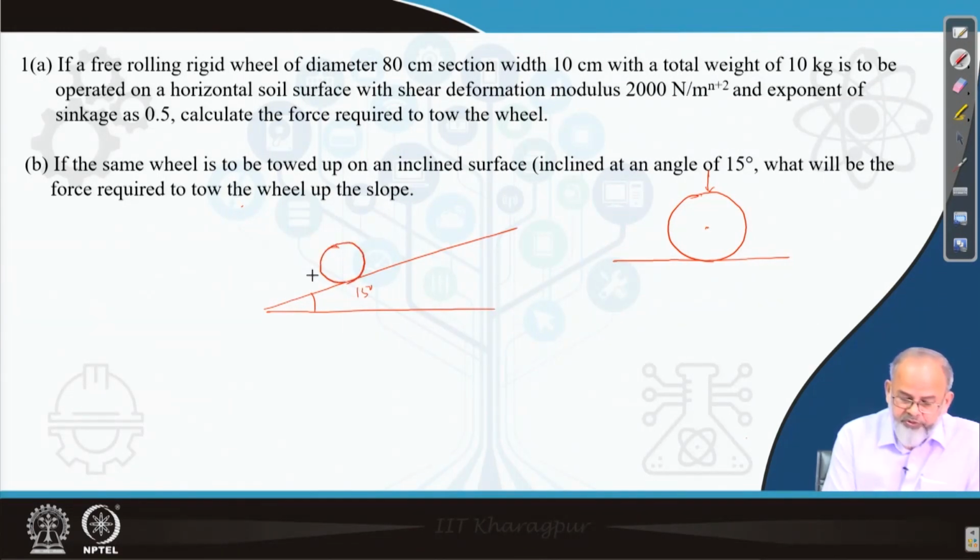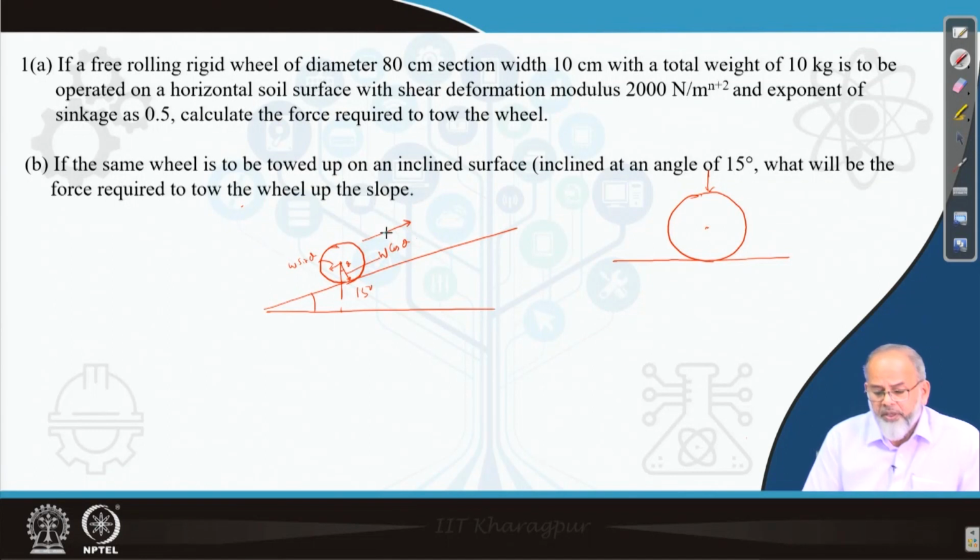So for this you have to draw it. This is the wheel. Now the weight I said is 10 kg, so it will have two components. This is theta, so this component will be W cos theta and this component will be W sin theta. I want to move the wheel upward against the slope.